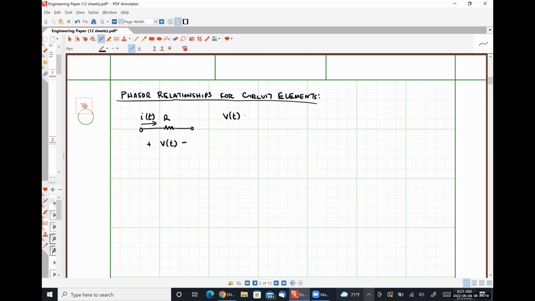If V of t is a sinusoidal signal, Vm cosine omega t plus theta v, we know that this is the real part of Vm e to the j omega t plus theta v. And finally, we also know that we could represent this as a phasor voltage V, Vm angle theta v. And our current I of t is going to have the exact same relationships.